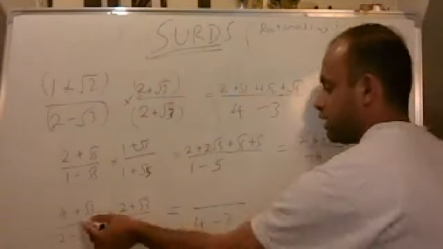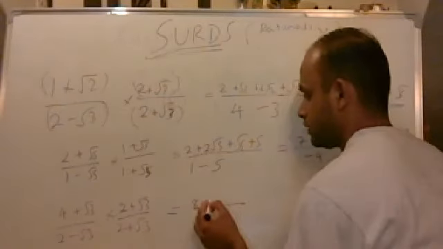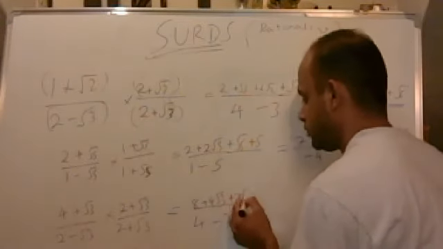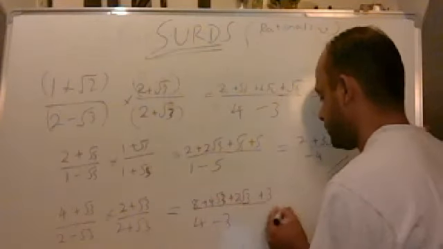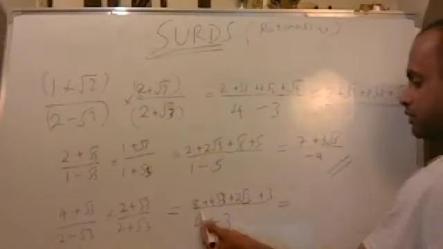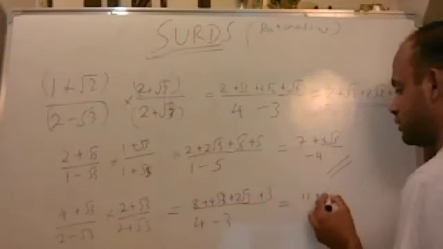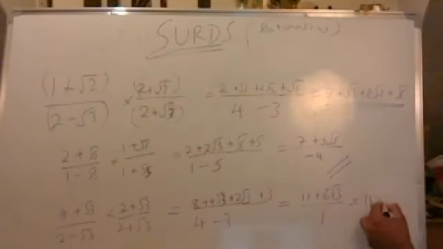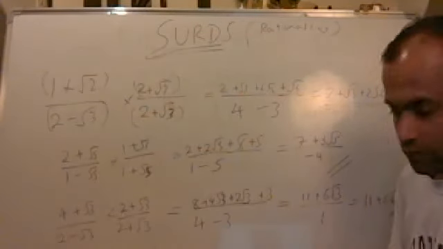And at the top, we need to multiply this out, so 4 times 2 is 8, 4 times root 3 is plus 4 root 3, root 3 times 2 is plus 2 root 3, and root 3 times root 3 is plus 3. So finally, just simplify the top: 8 plus 3 is 11, 4 root 3 plus 2 root 3 is 6 root 3, over 1, which is just 11 plus 6 root 3. And that's the answer. I hope this is clear.